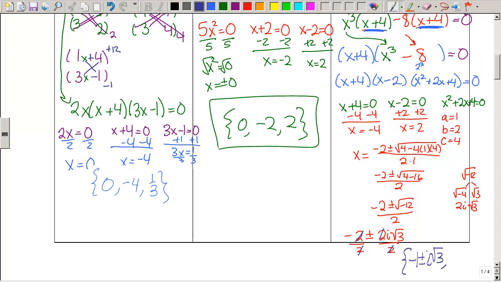Now that's 2 of our solutions, but there are 2 more solutions. Please don't forget them. I know that was a long time ago, but please don't forget to include -4 as your solution and 2 as part of your solution. So we should have 1, 2, 3, 4 total solutions.